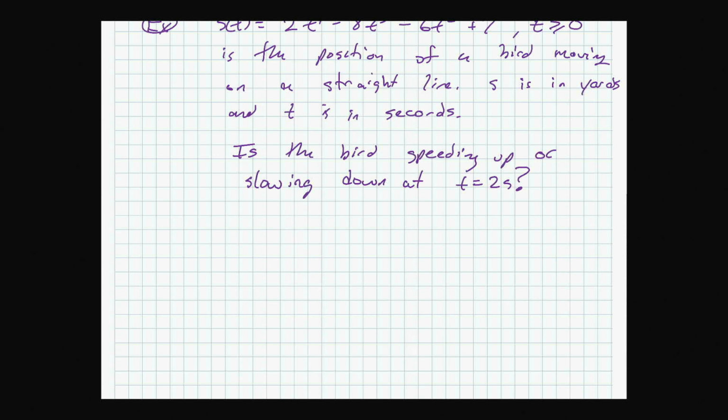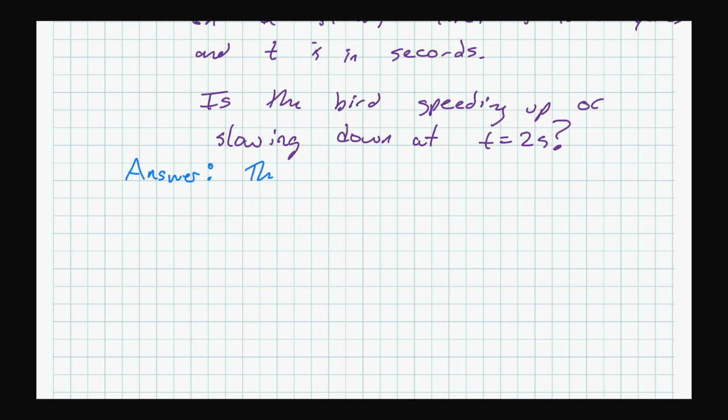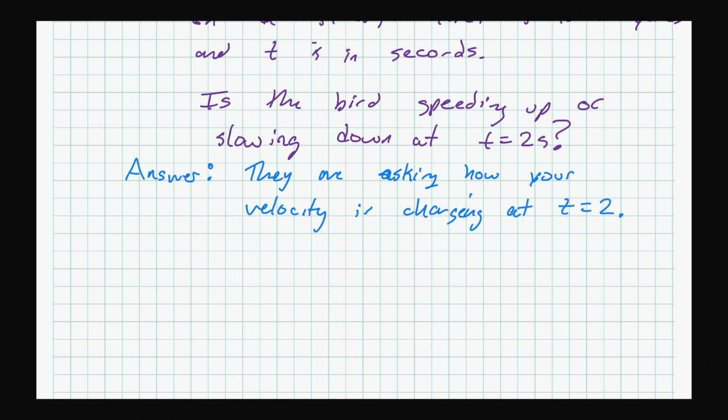Okay. So what you'd have to do here is they're giving you the position like before, and then they're asking you a question. But what you need to do is interpret this. They're asking you, is the bird speeding up or slowing down at t equals 2 seconds? So speeding up or slowing down, they're asking you how the velocity is changing at t equals 2, right?